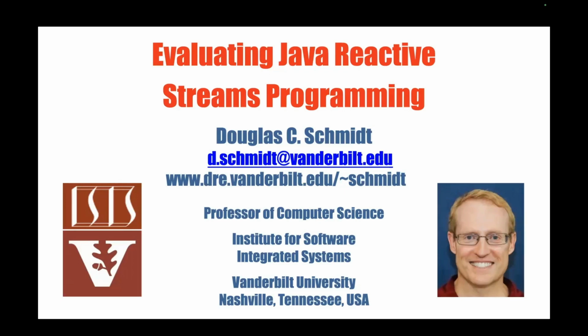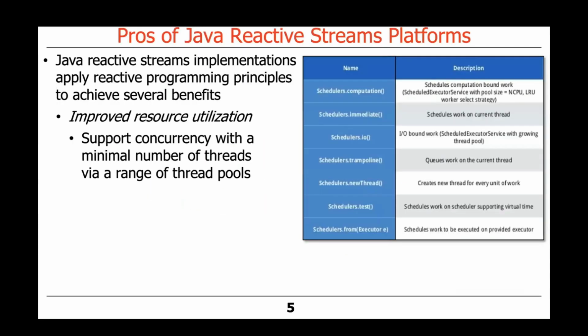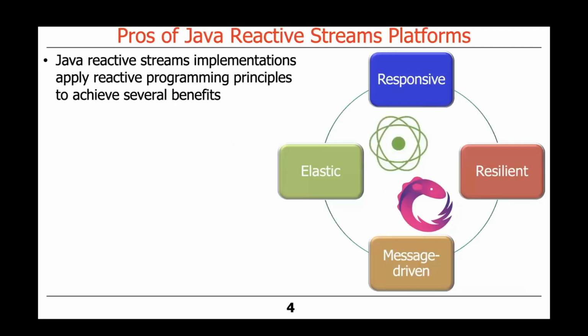So now that we've talked about all these different Java programming paradigms, let's zero in on the Java Reactive Streams paradigm and talk about its pros and cons. We're going to talk about its pros and cons within itself and also with respect to other Java approaches for programming. So let's go ahead and start first with some of the pros of Java Reactive Streams.